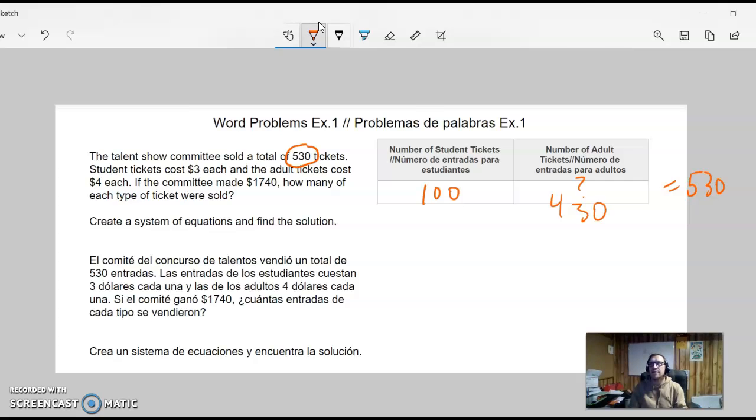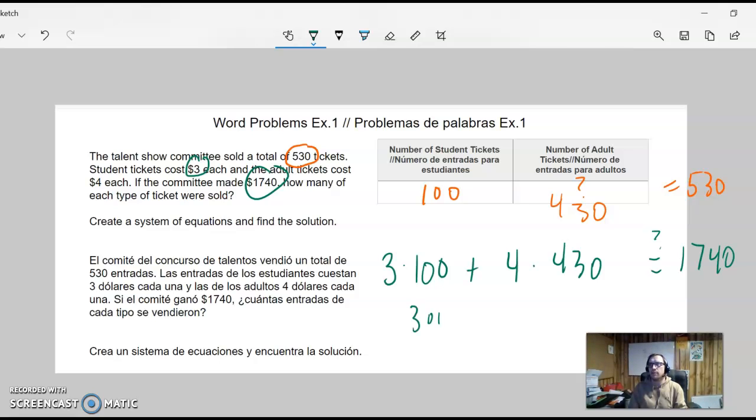Okay? So if I wanted to test that guess, right, I would take student tickets are $3 each, so that'd be $3 times 100 tickets. Adult tickets are $4 each, 4 times 430 tickets. And what do I need that to equal? Well, I need that to equal this amount of money, $1,740. Test that and see if it works. That would be 300 plus 4 times 430, which would be 1720. Okay, so that'd be $2,120. All right, that does not equal 1740.